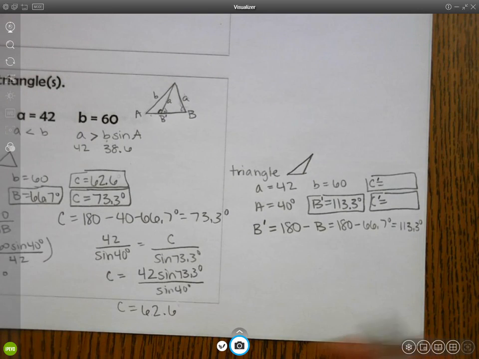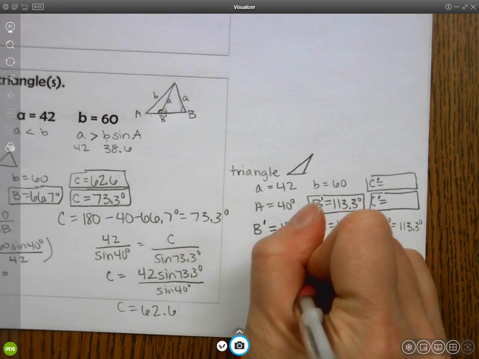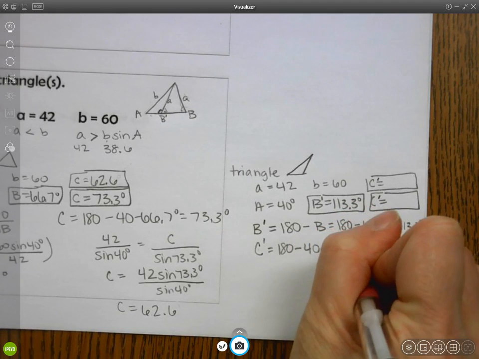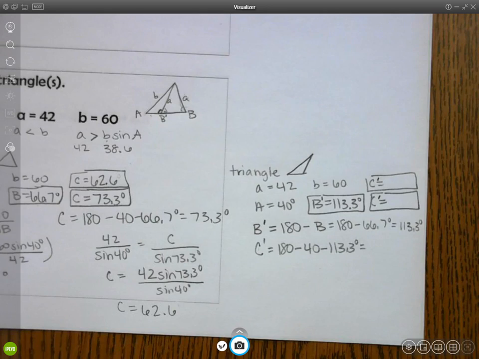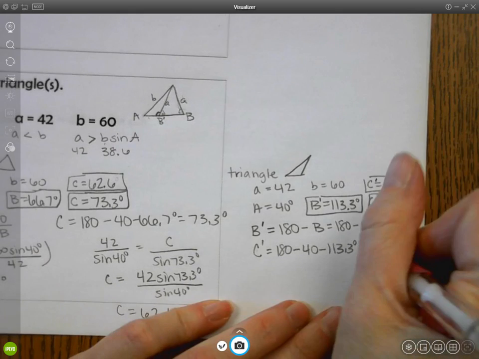All right, so now that we know B prime, we can find C prime by doing 180 minus 40 minus 113.3. Fingers will not cooperate. I cannot type the right thing in the calculator. 180 minus 40 minus 113.3. I get 26.7.